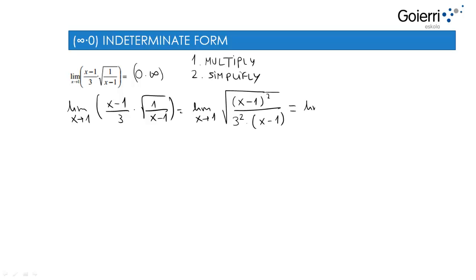So now the second step is to simplify. Okay, so here we can simplify this term, so we get the limit as x approaches 1 of the square root of x minus 1 divided by 9. So now if we plug 1 into the function, this is a square root of 1 minus 1 divided by 9, and this is 0.